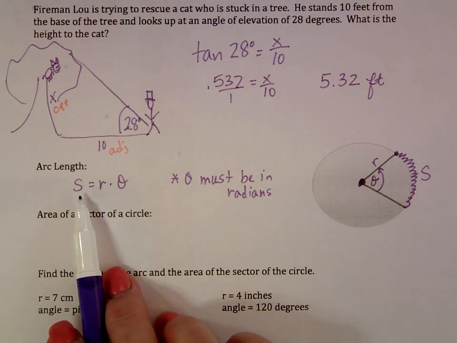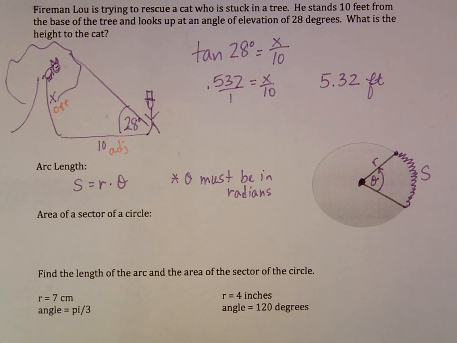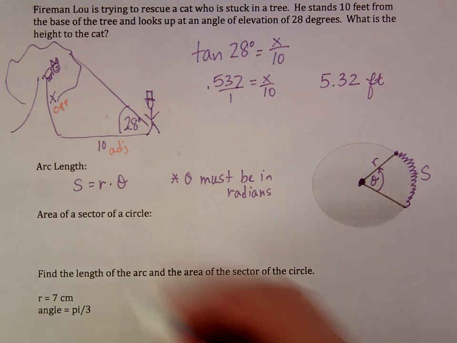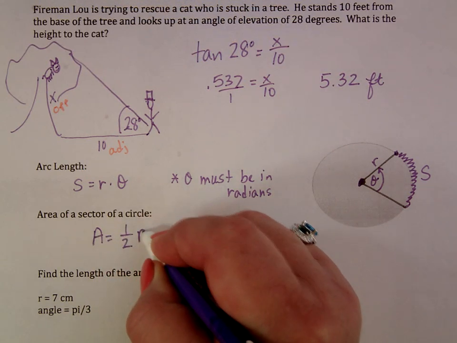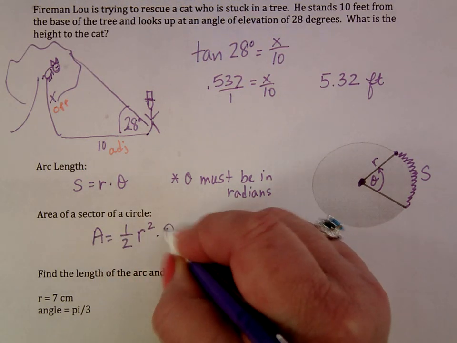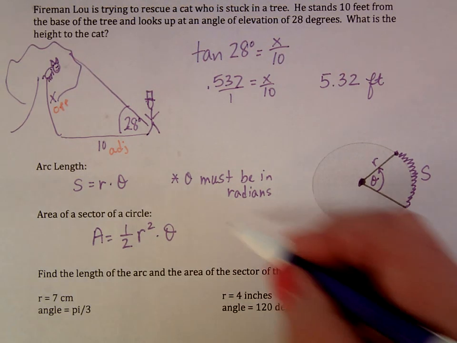The second formula that we talked about was the area of a sector of a circle, and that had its own formula. The area is 1/2 the radius squared times the angle, and also the angle has to be in radians.